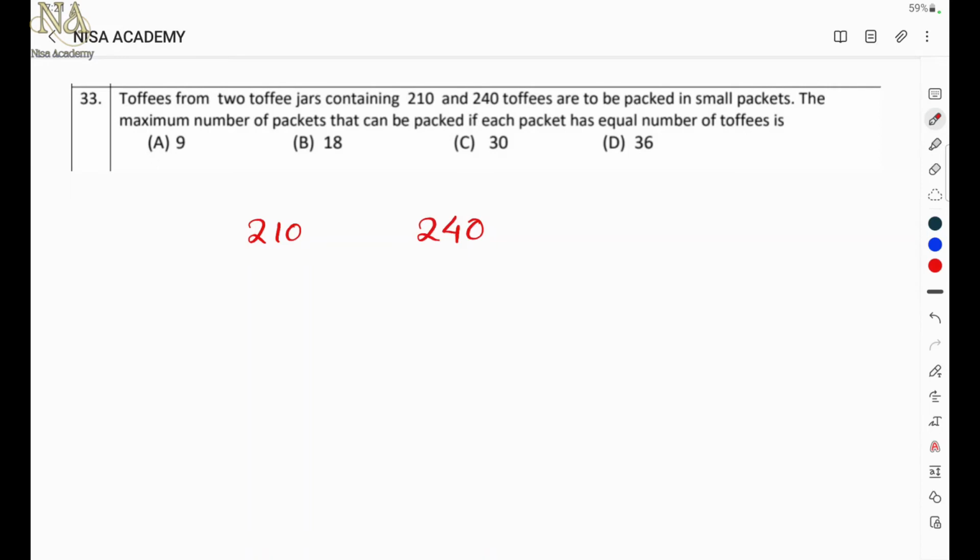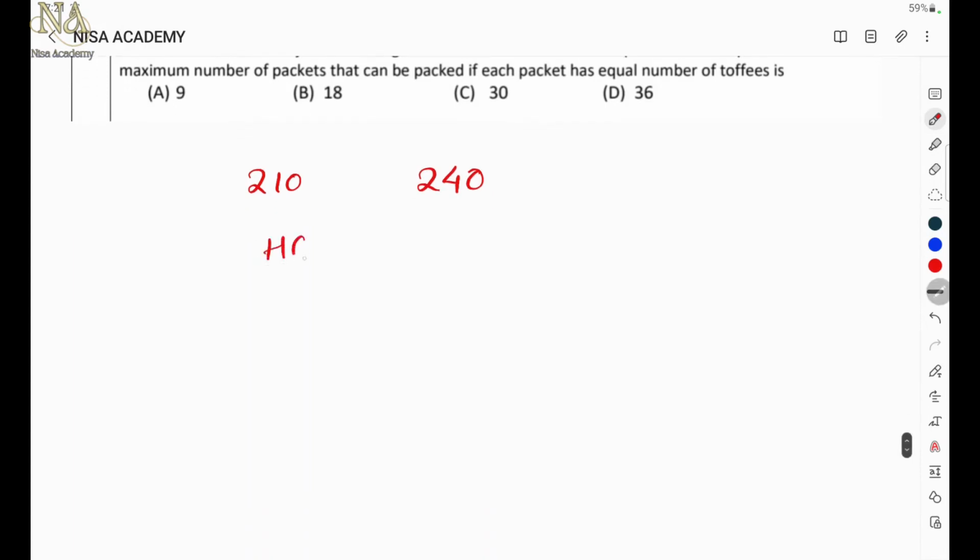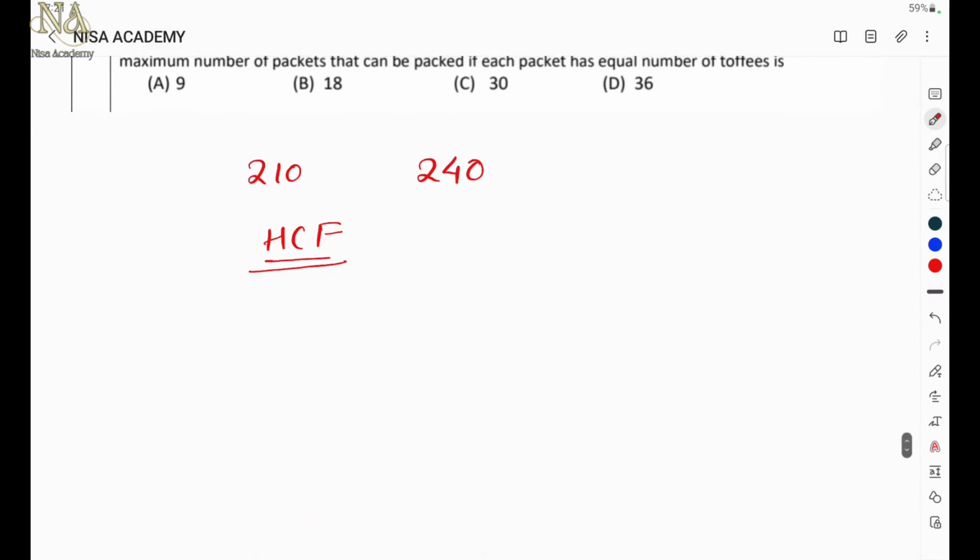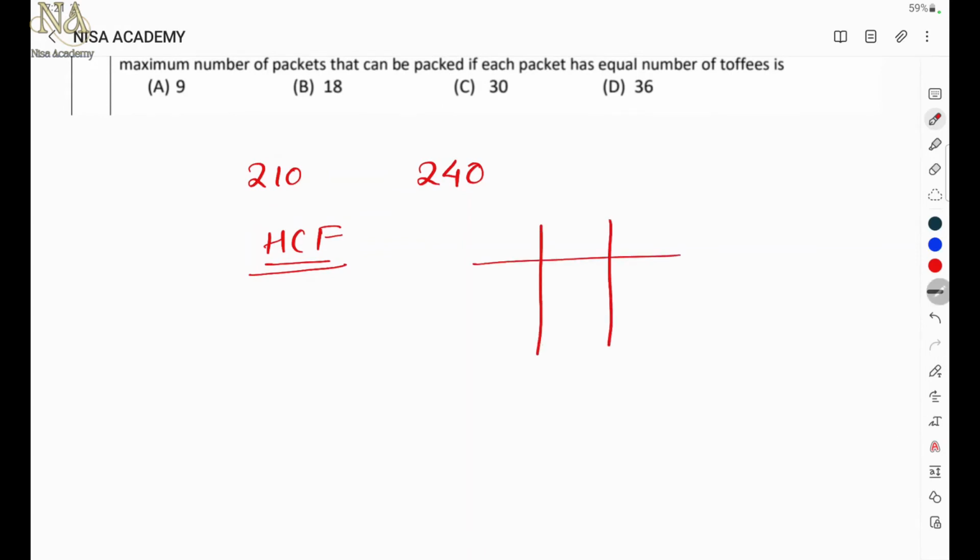So basically what they are telling us to find is the common factor for both of them. If they were the same numbers, it would be really easy. But here there are different numbers, so you have to find a number which is common to both of them, a common factor, and maximum means the highest. So we are supposed to find the HCF. You can use Euclid's division lemma or prime factorization, any method, or there is another way you can find it very easily.